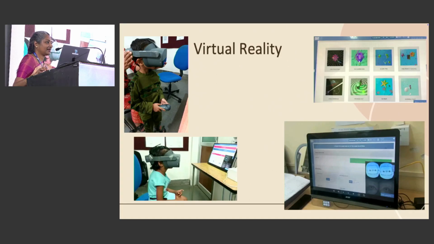Virtual reality again can come in a big way in training, because virtual reality with a headset will block out the other senses, and can be used for visual acuity testing, for field testing, and for therapy also in certain children, not all children.